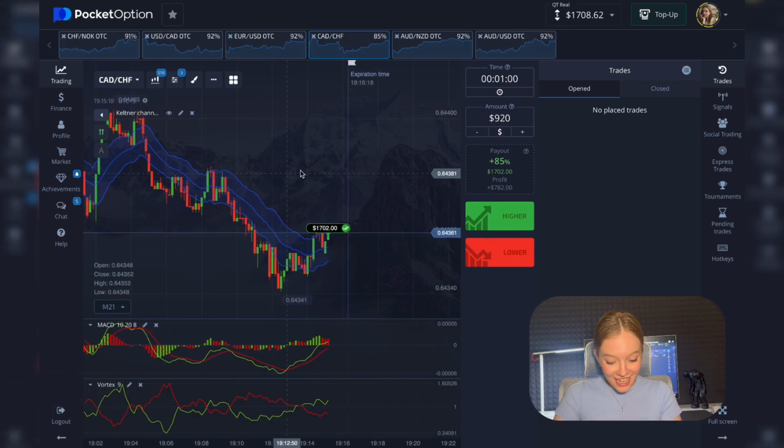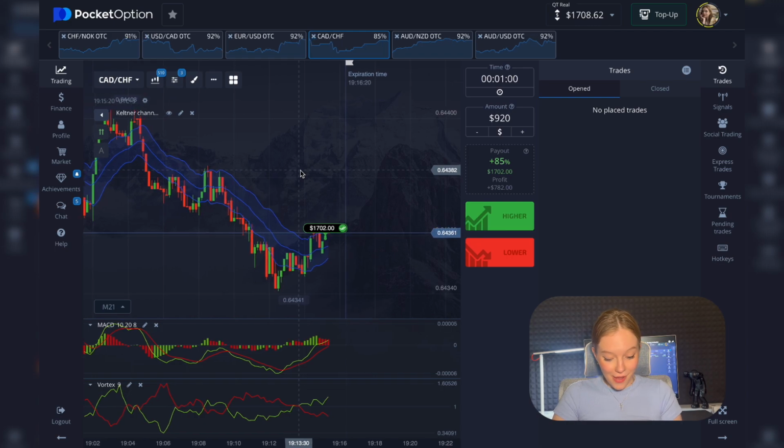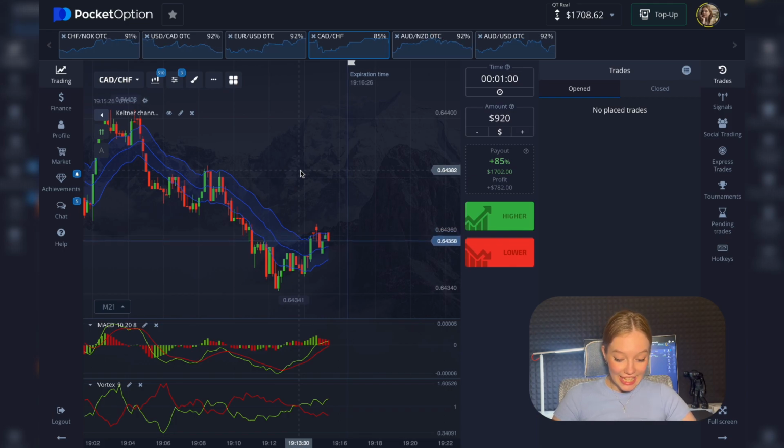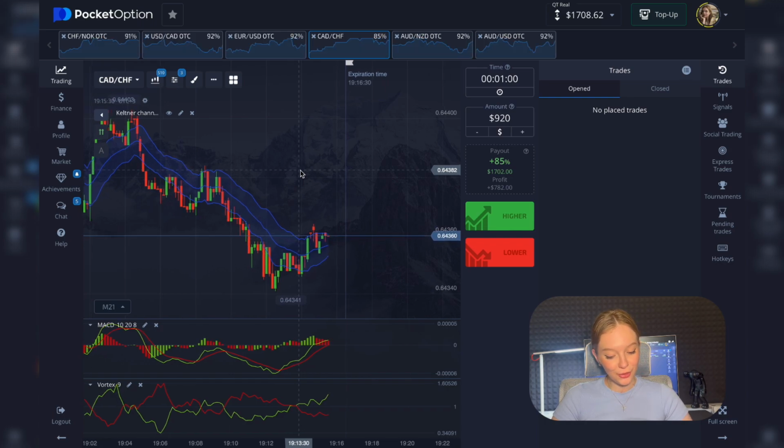Excellent, we're very lucky right now. The balance has increased more than 10 times since the video started. This is a very good indicator, but let's not stop here and continue to look for good entry points for the next trades.